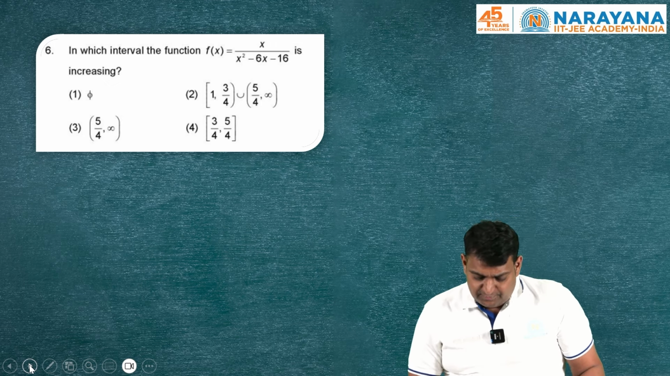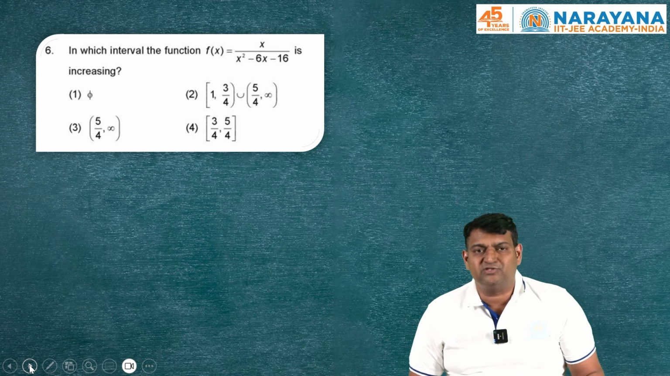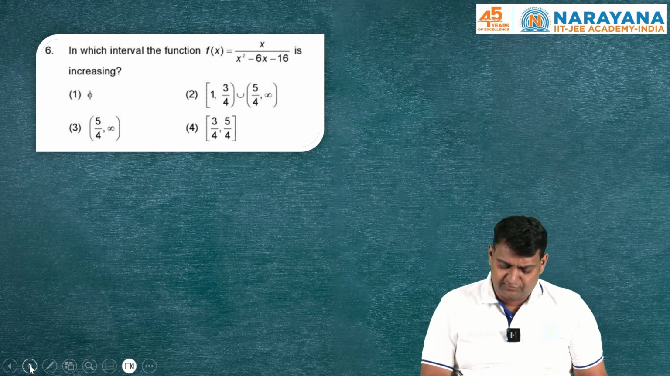Another very, very basic problem. A function is given, and he is asking you the interval where it is increasing or decreasing. So we have to just check where the derivative is positive, for an increasing function. So very simple problem again.